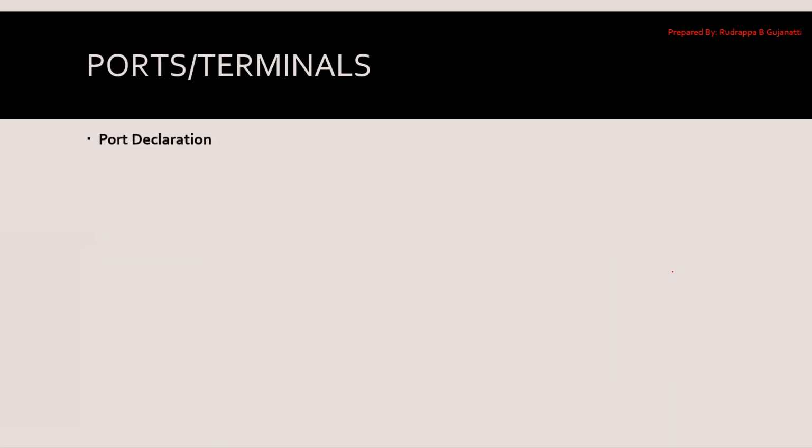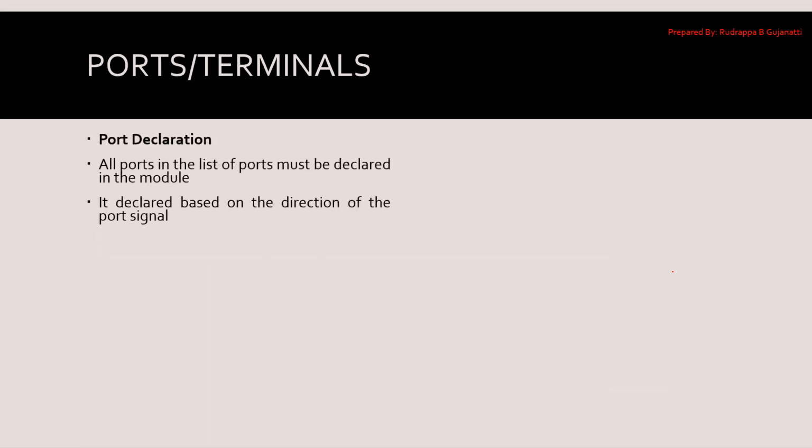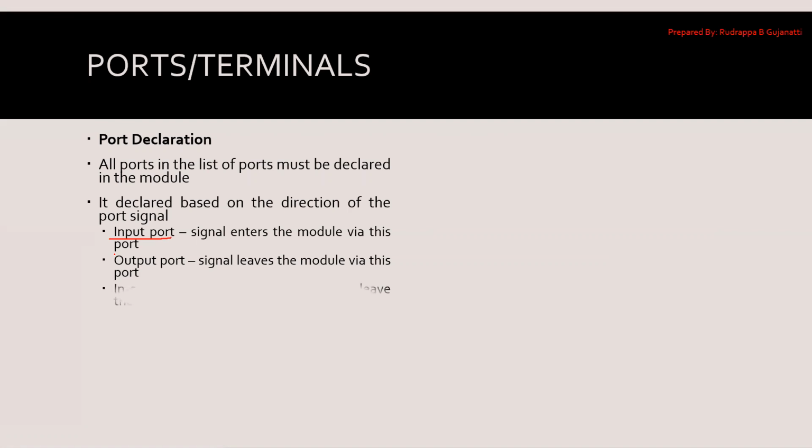So we can just check out the different ports which will be available: the input port, the output port, and the in-out port. In an input port, a signal can enter the module via this port. In an output port, the signal leaves the module from this port. And in an in-out port, the signal either can enter or leave the module using this port. So that is what is happening in this case.